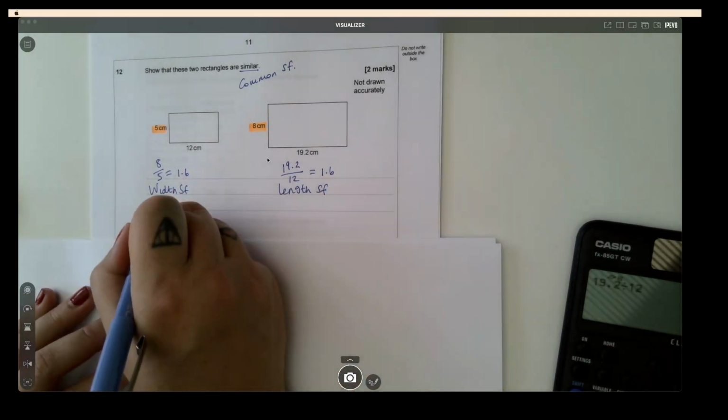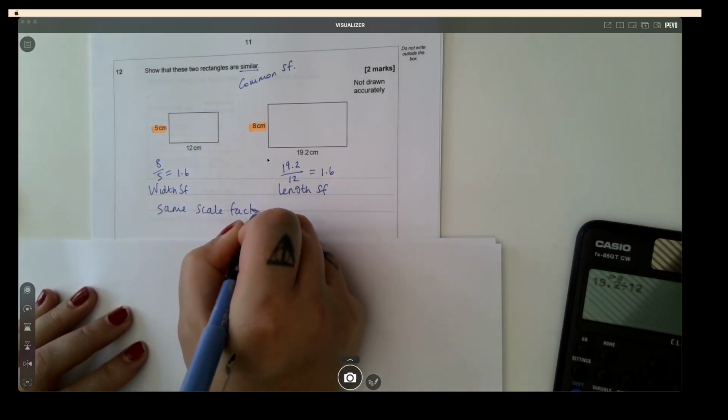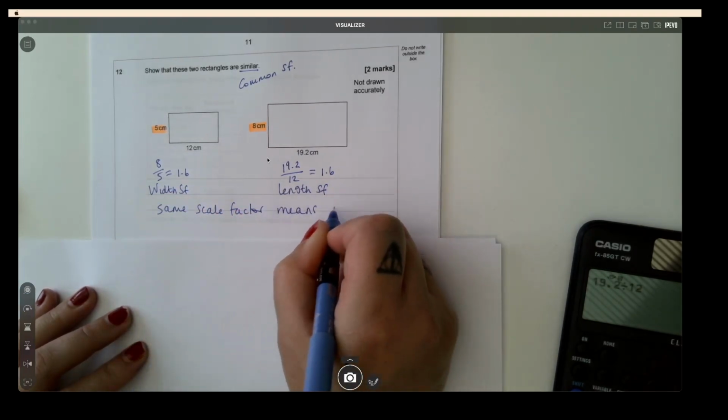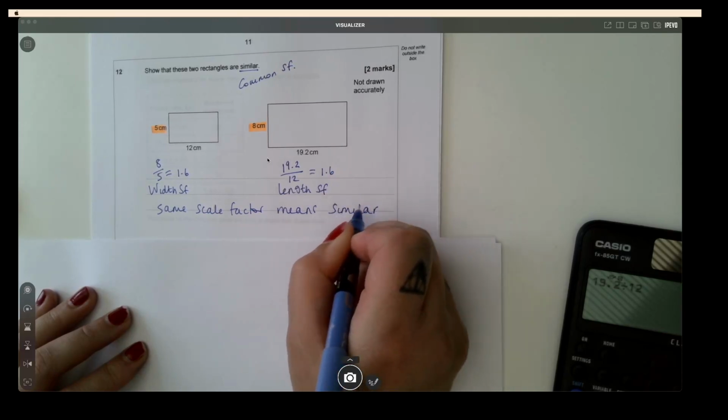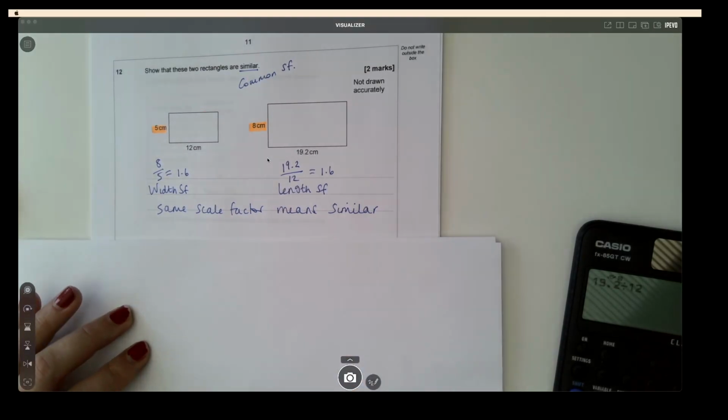So let's just play it safe. Same scale factor means similar. We've shown it, but it's worthwhile just making a little statement to make it nice and clear.